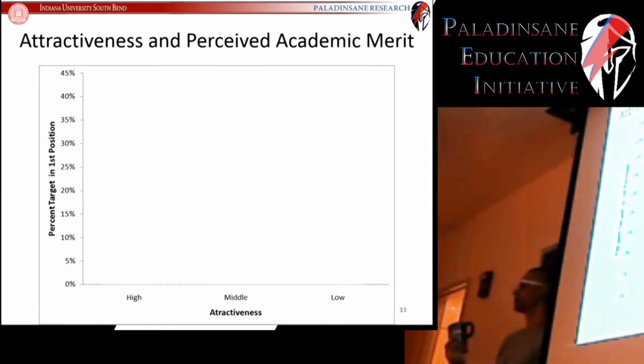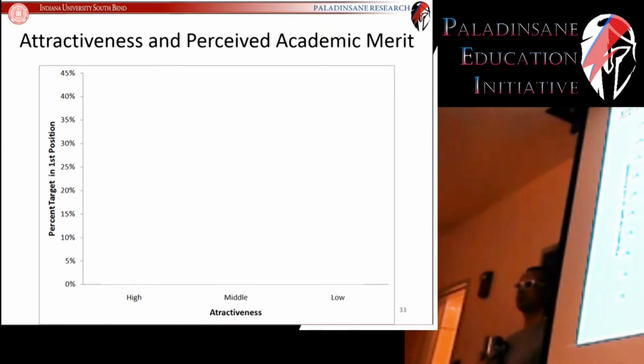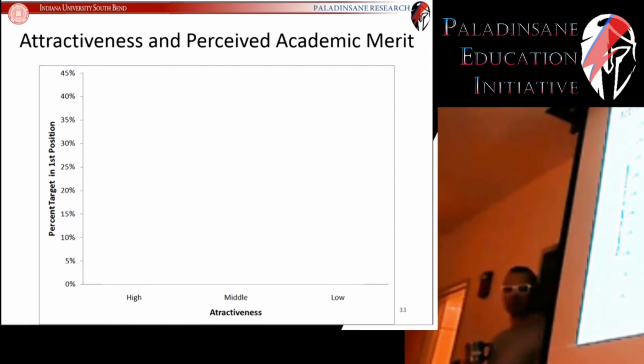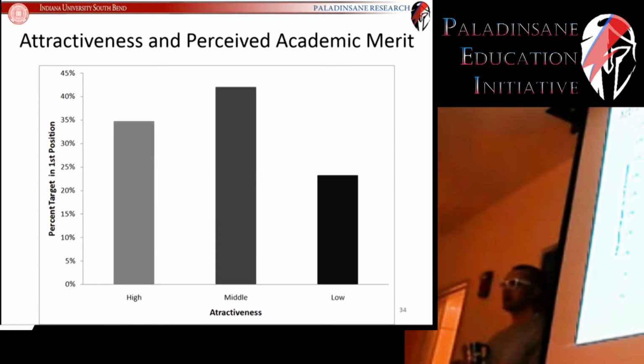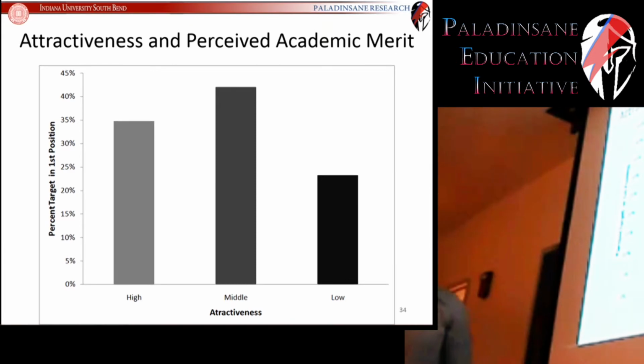Does anybody think that the low attractive individuals might get the most scholarships? Does anybody believe the middle attractive individuals might get the most? Got one believer. Well, as it turns out, you're right. It was the middle individuals that got the most scholarships.